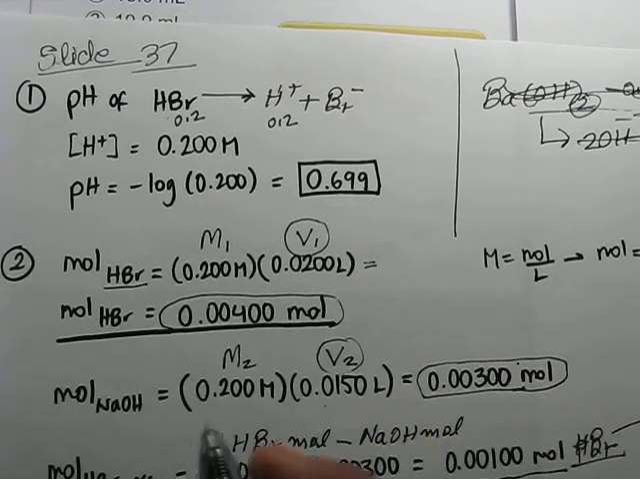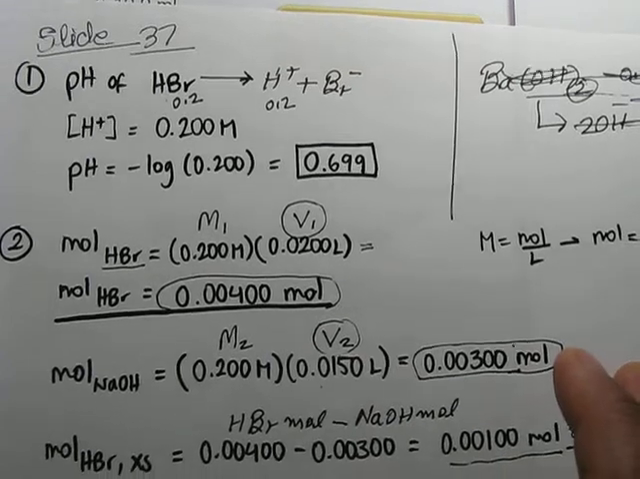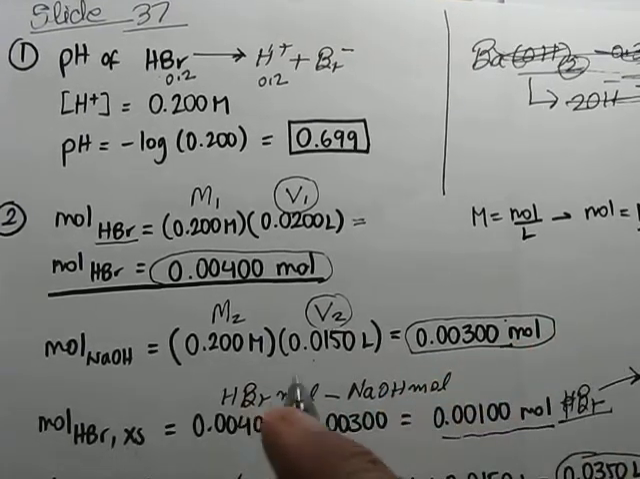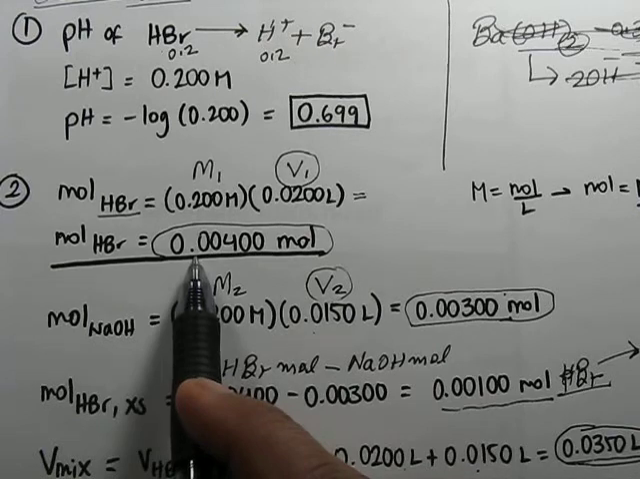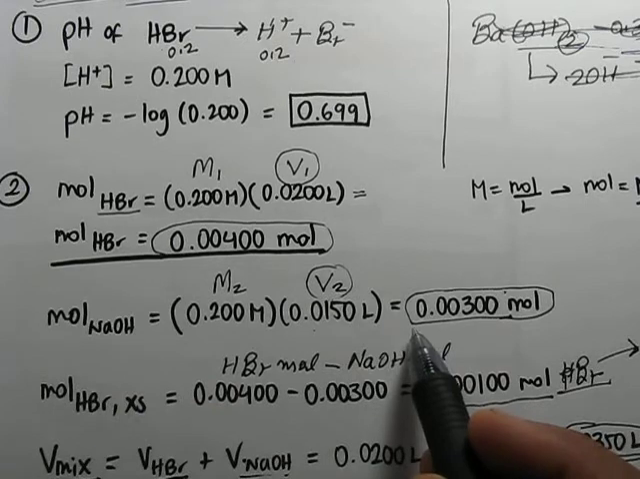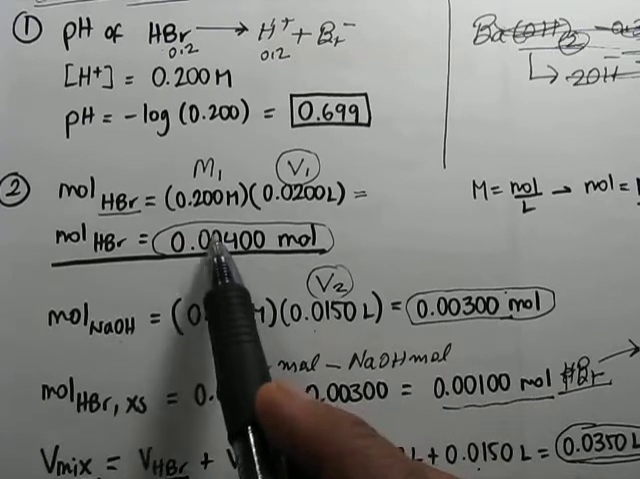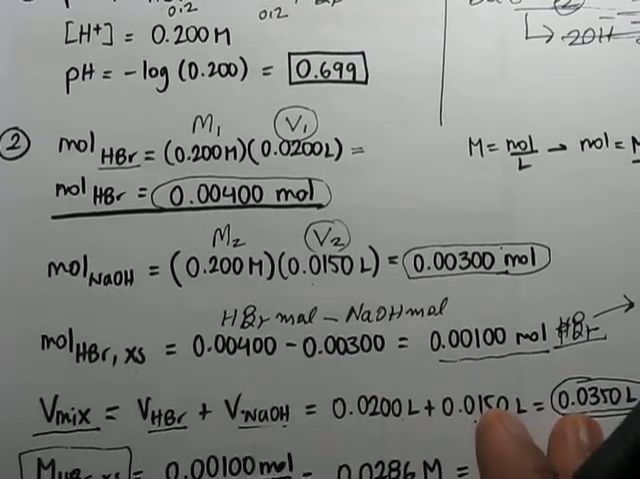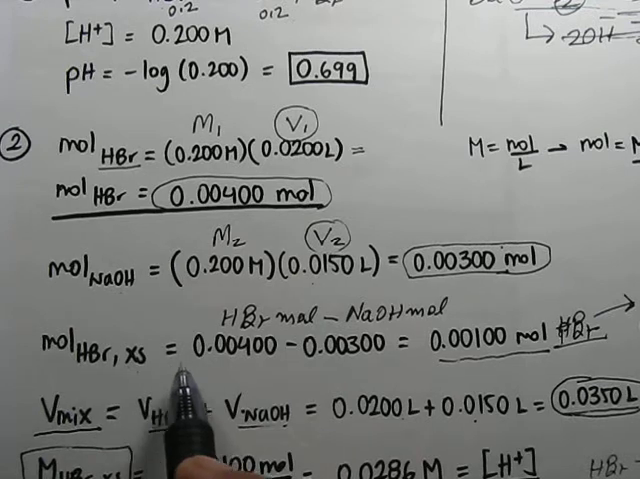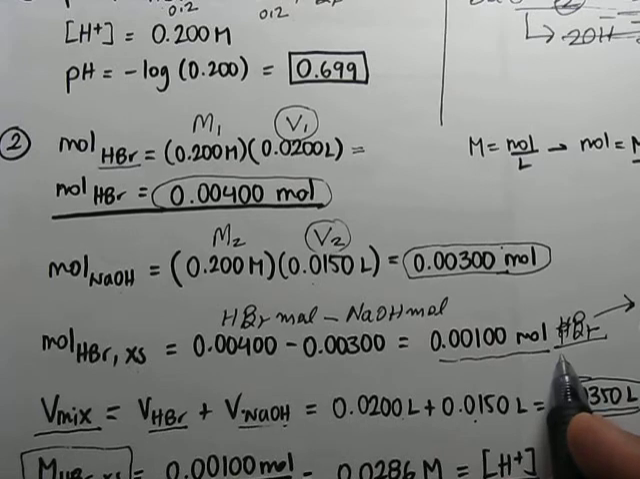Now we are going to add NaOH. NaOH we are adding 15 ml, and the concentration is 0.2 molar. So this multiplied by this, molarity times volume, moles will be this much. Now you can see we have these many moles of HBr, 0.004 moles, and we have here 0.003 moles of sodium hydroxide. So we have to subtract from here to here to find out how much excess of HBr we have. So once we subtract, we will find out 0.001 mole of HBr we have.